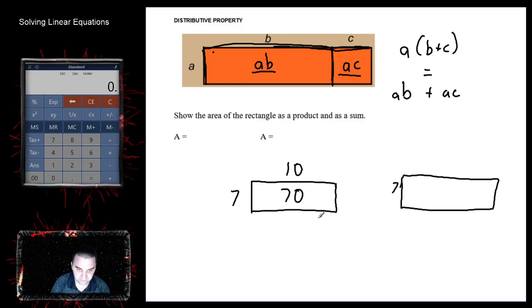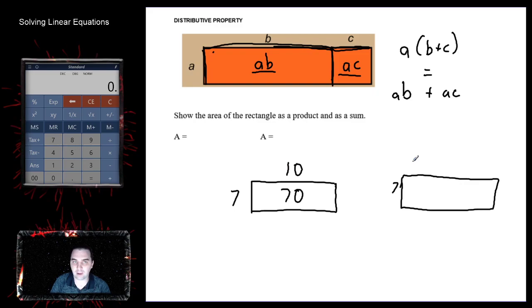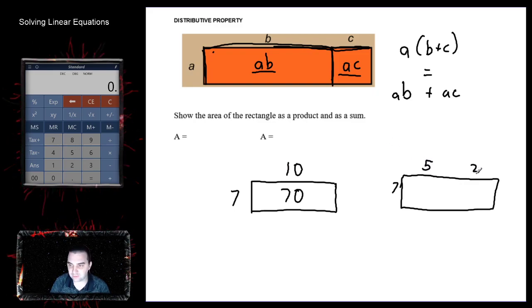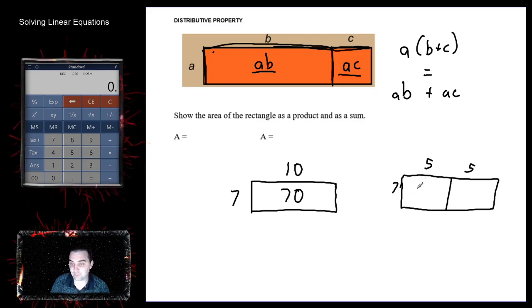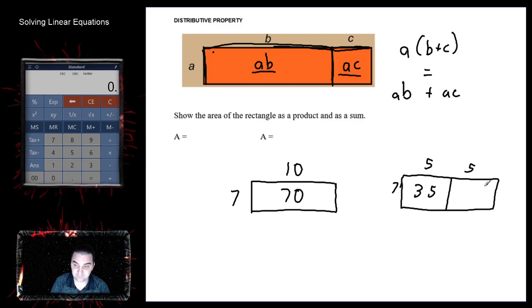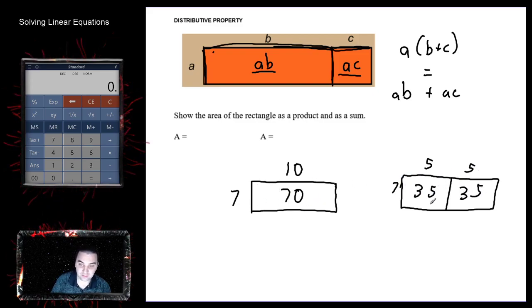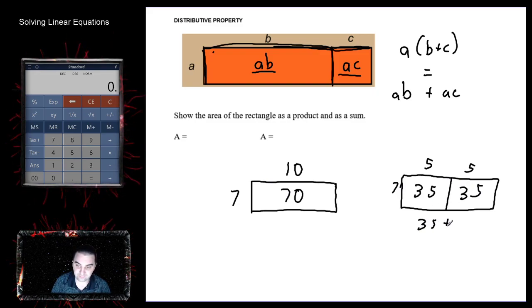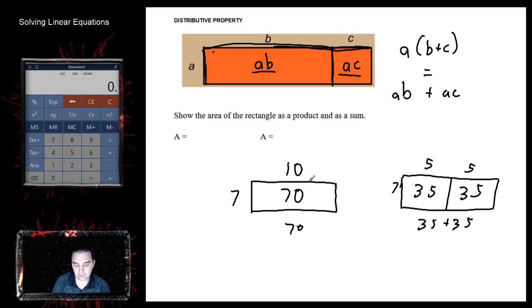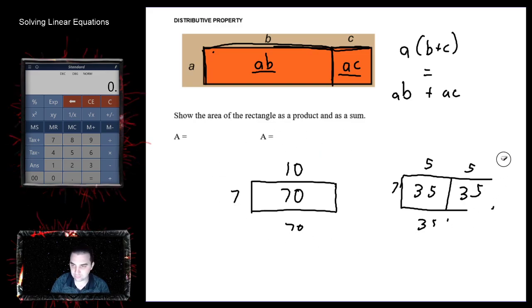Instead of saying 10, I could also say 5 and 5, because 5 and 5 together make up 10. So if I do 7 times 5 and I get 35, I do 7 times 5 and I get 35 again here, then the sum of these two, 35 plus 35, is the same as the 70 here. Okay, hopefully it's starting to get clearer.